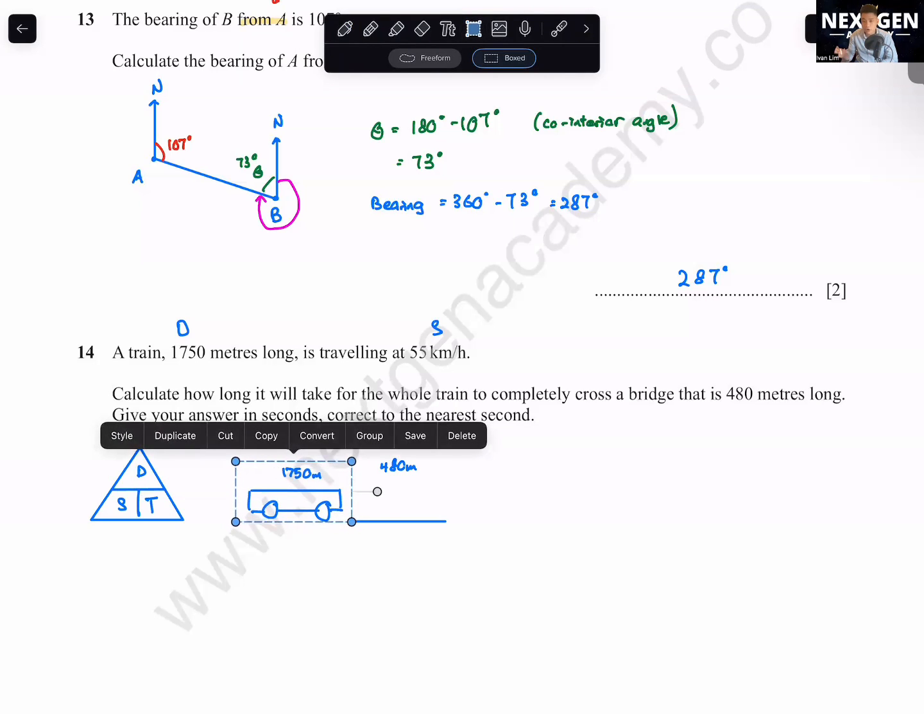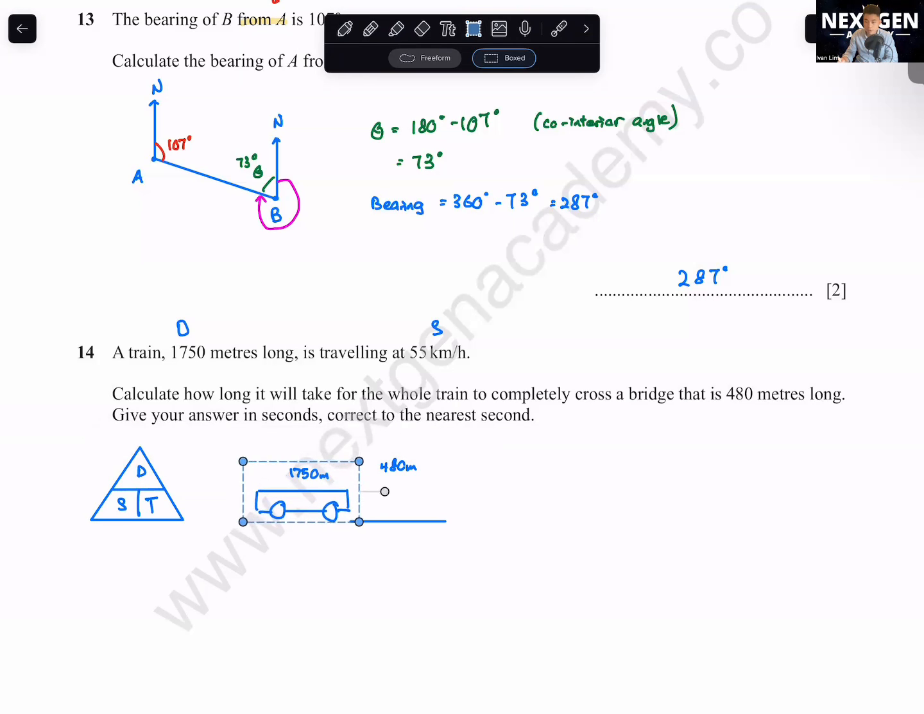Because when they say completely cross the bridge, imagine you got a timer right now. How are you starting your stopwatch? When the head of the train first enters the track, we start the time. Then the time keeps going on. Do we stop the time when the head of the train is in front like that? No, right? We only stop the timer when the entire train crosses the entire bridge. So it needs to clear 1750 plus 480, because only at the back side of the train do we stop the timer.